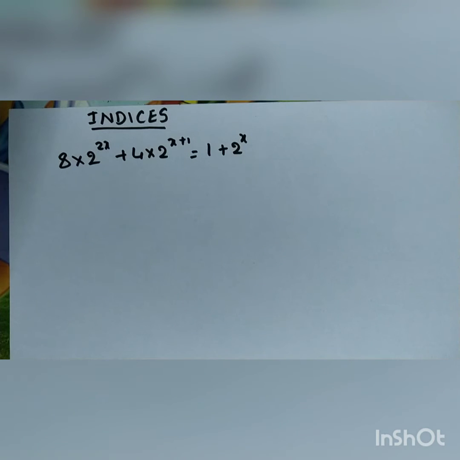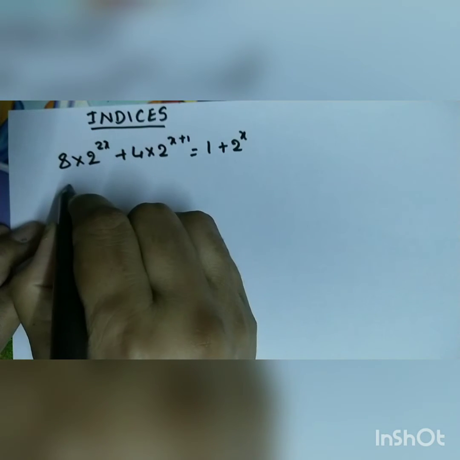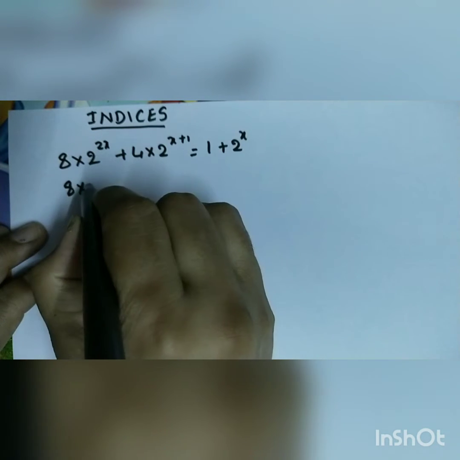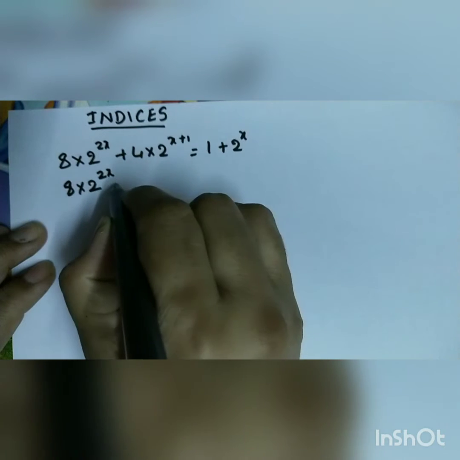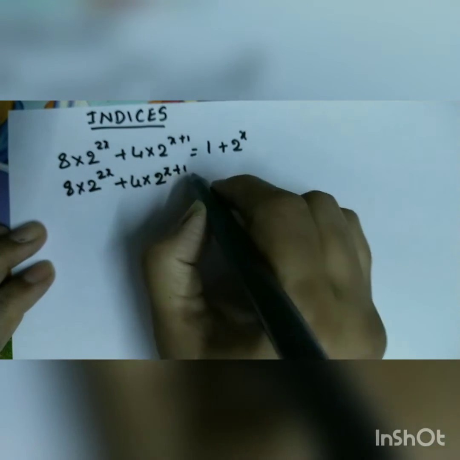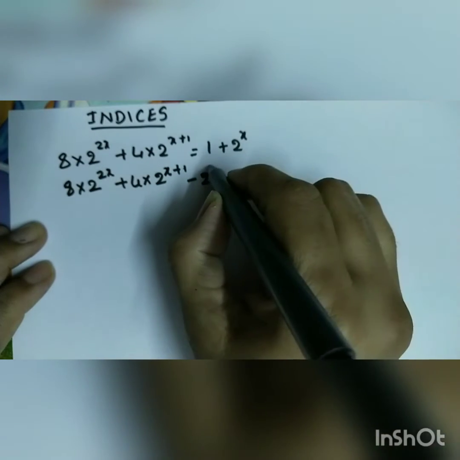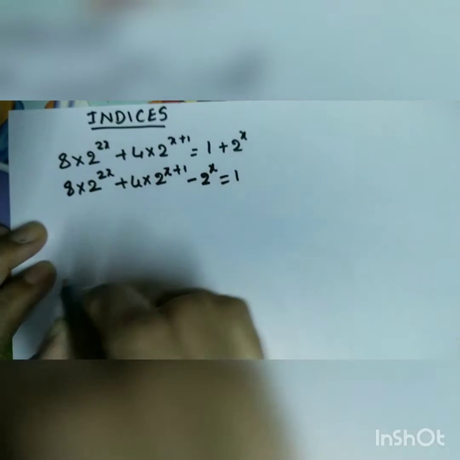The thing I am going to do here is to bring all the x terms to the left and keep the number 1 on the right side, and for the time being we are not going to touch the number 1. The first step is to bring all the x terms to one side. So I'm going to keep 8 multiplied by 2 raised to the power 2x as it is, and 4 multiplied by 2 raised to the power x plus 1 as it is, and I'm going to shift this so it becomes minus 2 raised to the power x, and I'll keep 1 as it is.